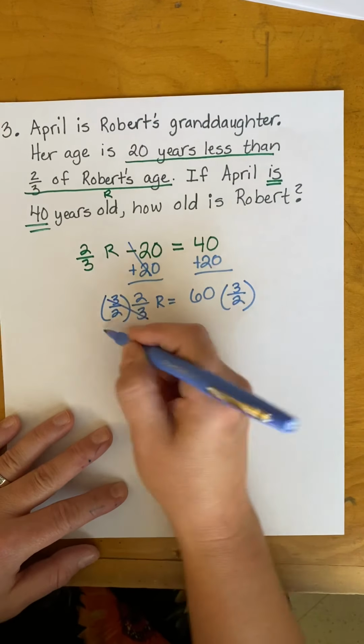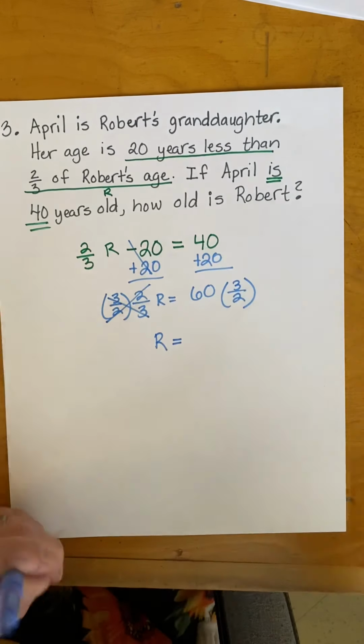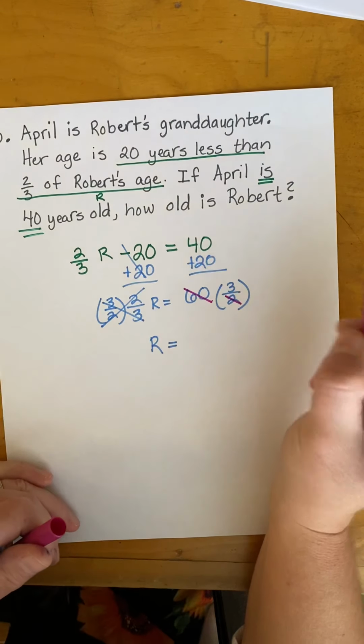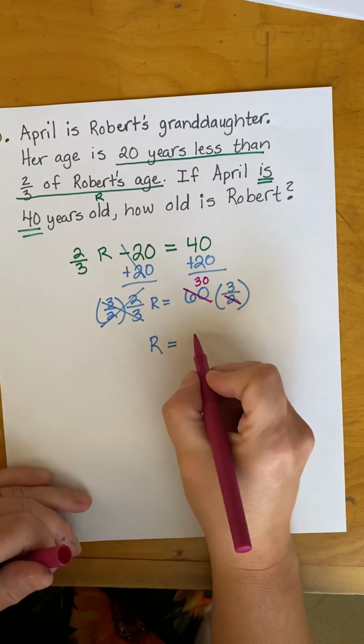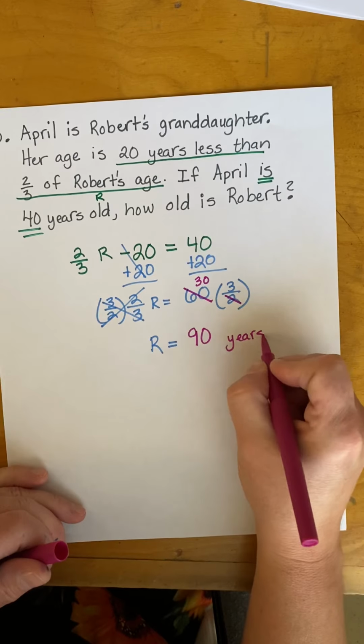And the 3's cancel and the 2's cancel. We're left with R. I can cross reduce. 2 will go into 60 how many times? That'll be 30. So we're left with 30 times 3, which is 90. Robert is 90 years old.